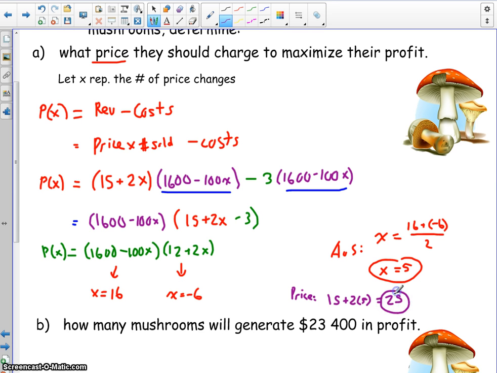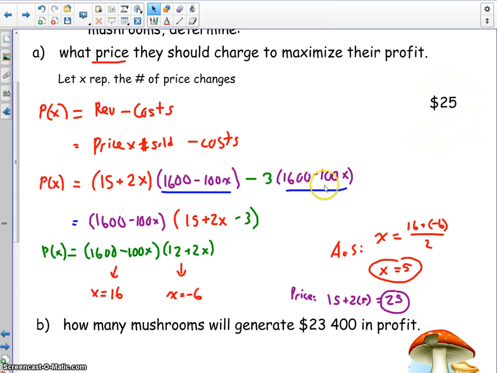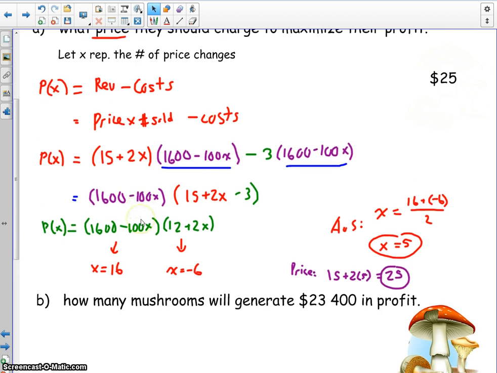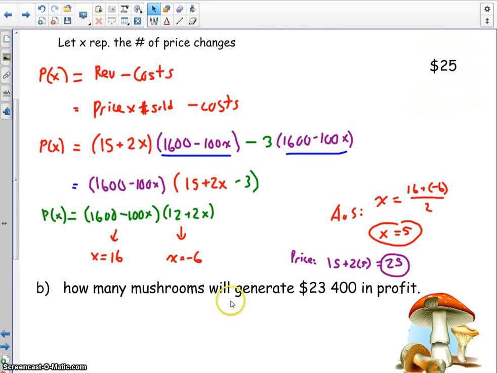So that's the price they should sell their mushrooms for per pound in order to get the maximum profit. Okay, so with that in mind, now let's try B. So we want to try and find how many pounds of mushrooms will generate $23,400 in profit.